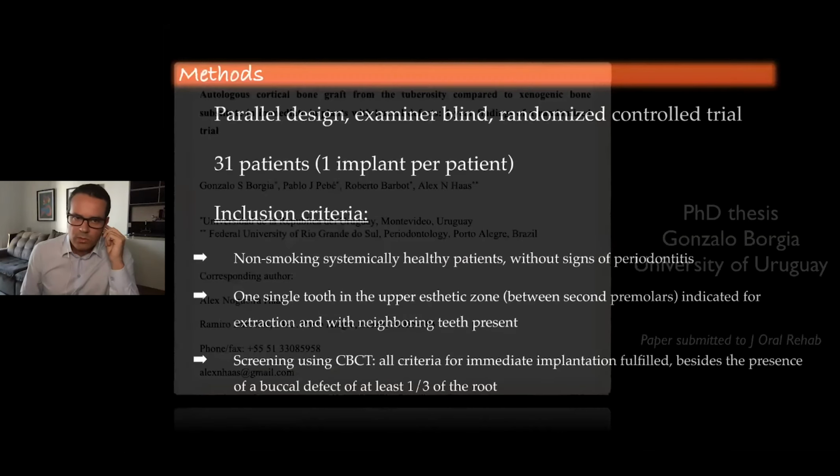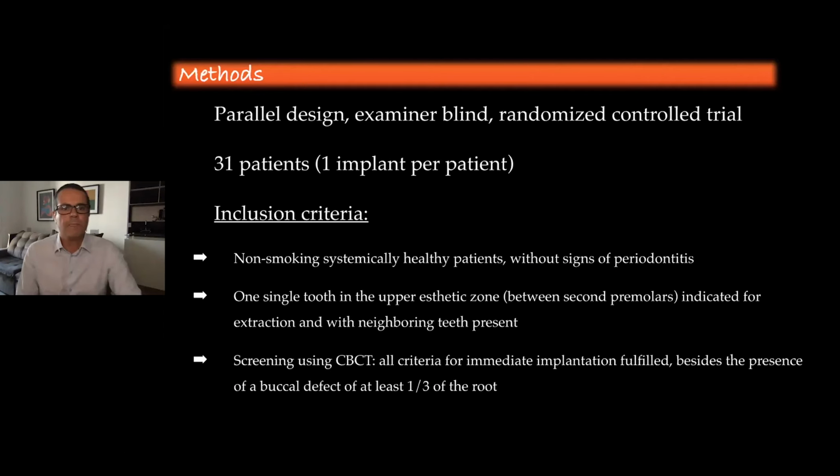So what we did was a parallel design, examiner-blind randomized controlled trial with 31 patients with 1 implant per patient. We included individuals that were non-smokers, systemically healthy, without signs of periodontitis, with 1 single tooth in the upper aesthetic zone indicated for extraction and with neighboring teeth, of course.